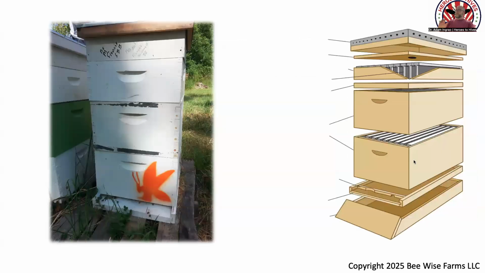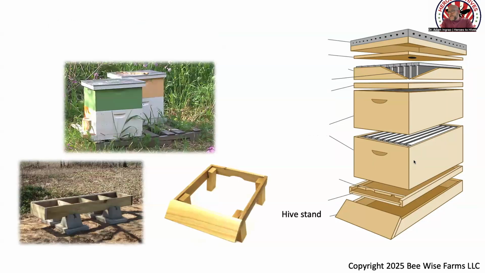So let's go through it piece by piece so you fully understand what each one of these components is on this beehive. All right, so let's start at the bottom with the hive stand. The hive stand is basically the bottom piece of your hive. You do not set your bottom board directly on the ground because of moisture and pests. Moisture and pests will destroy a hive that sits directly on the ground. And so instead, we use hive stands of all sorts and styles.